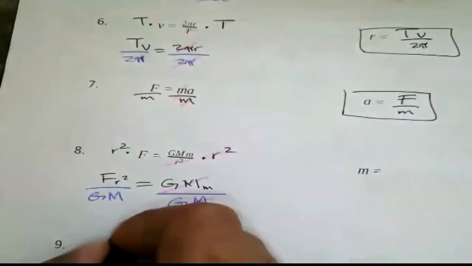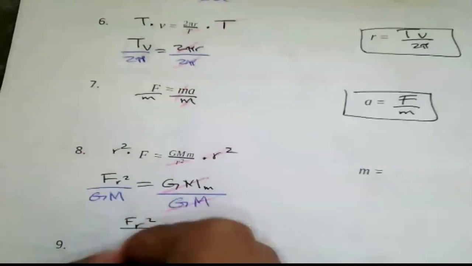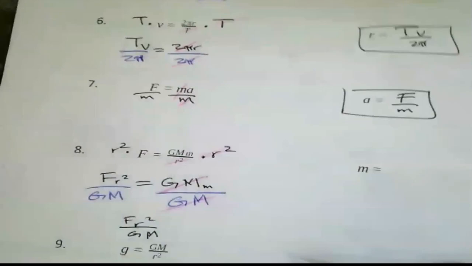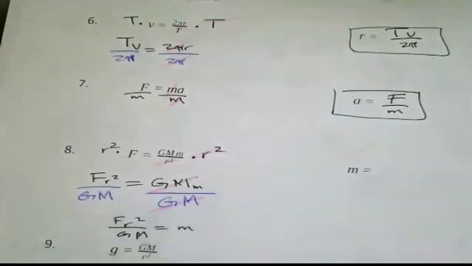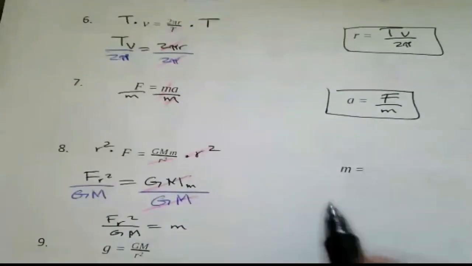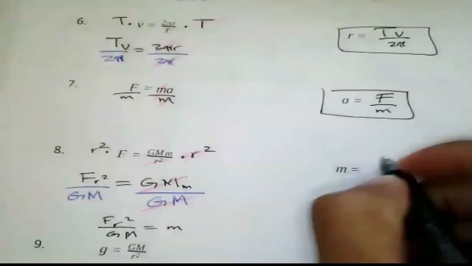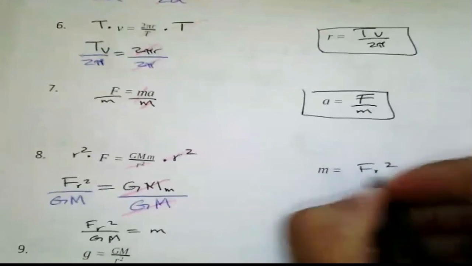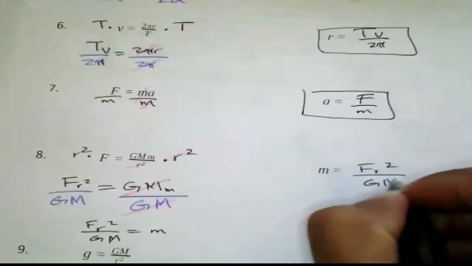We rewrite our equation as F r squared over capital G times capital M is equal to lowercase m. And we've isolated m on its own. This is our answer. So I'm just going to go ahead and put it nice and neatly over here. F r squared over G times M.